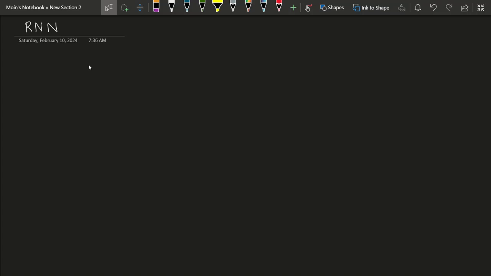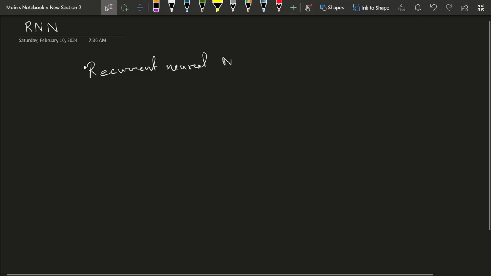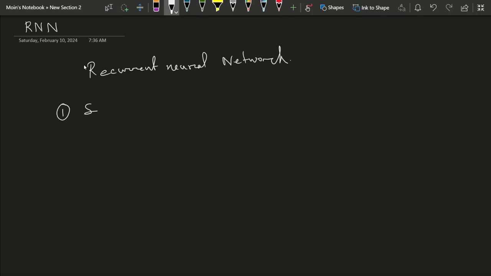So we will be studying recurrent neural network today. Recurrent neural network. So where can we use recurrent neural network? We can use recurrent neural network where we can find sequences, or we can say a pattern. So if we have found some sequences or pattern, we can apply the recurrent neural network.